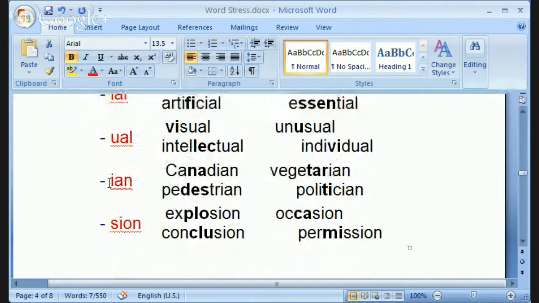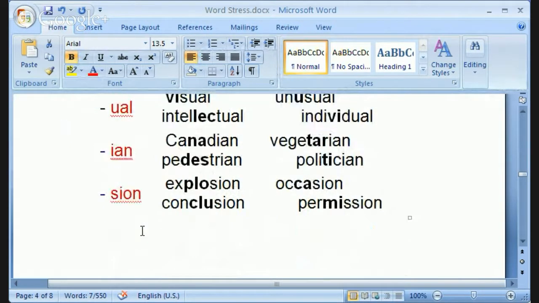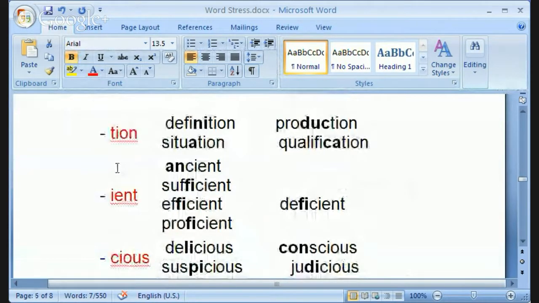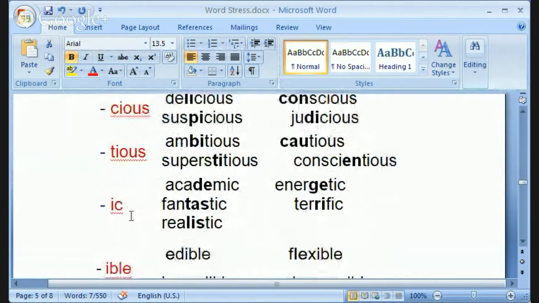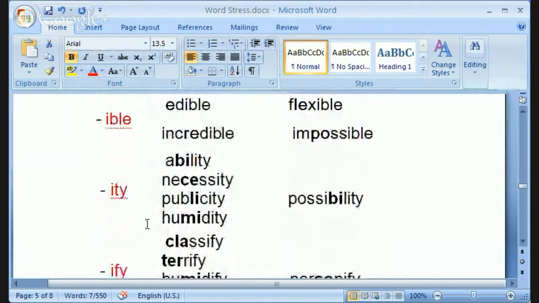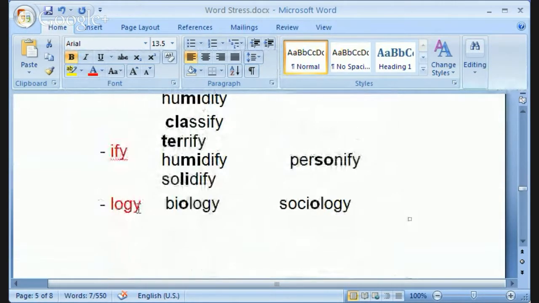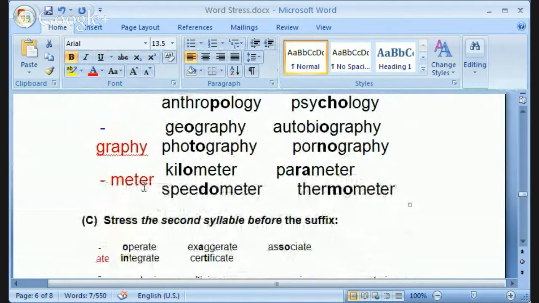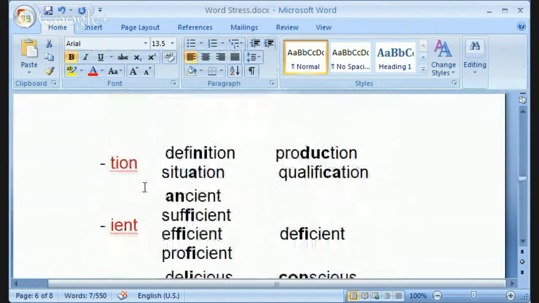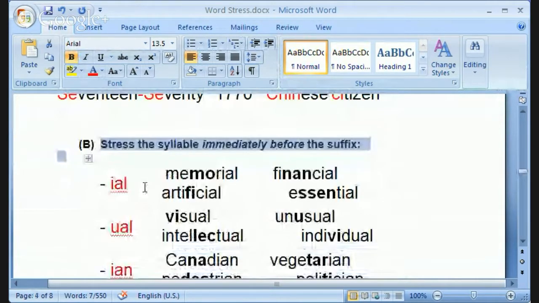I-A-L, U-A-L, I-A-N, S-I-O-N, shun, shun, shent, shus, shus, ick, ibble, itty, iffy, ludgy, gruffy, and meter. Oh my God, how are you possibly going to remember all of that? Well, frankly, you probably won't. And frankly, neither will I. That's way too much to remember.